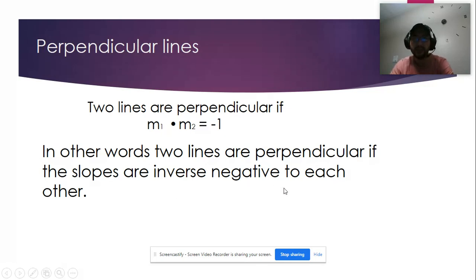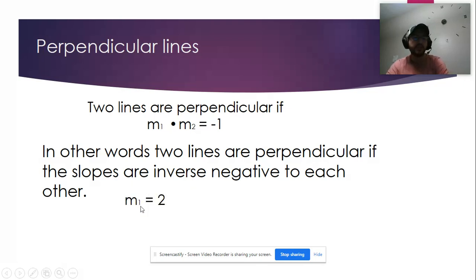So it will be the inverse or the reciprocal, negative, like the opposite sign. If the first slope is positive, the second slope must be negative and the inverse of the first one. Okay, let's see some examples.